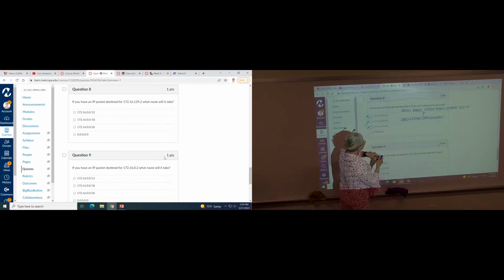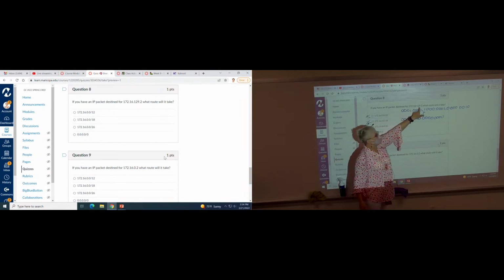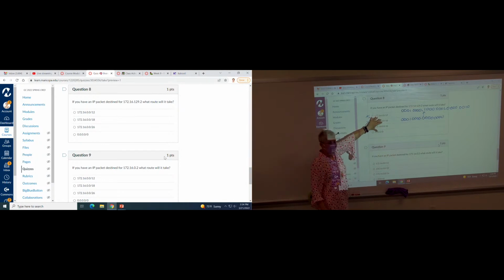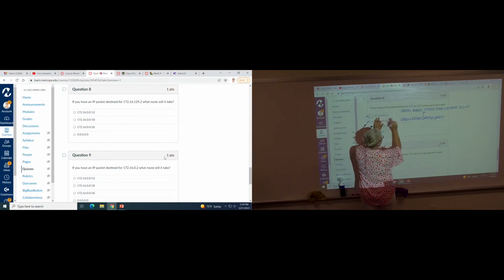So first thing is we're going to bid out where I'm trying to get. I'm trying to go here, and here are my route choices. This is what I have to choose from. So I need to find the one that matches the most bits. If I look at this first route option, so here's this one.